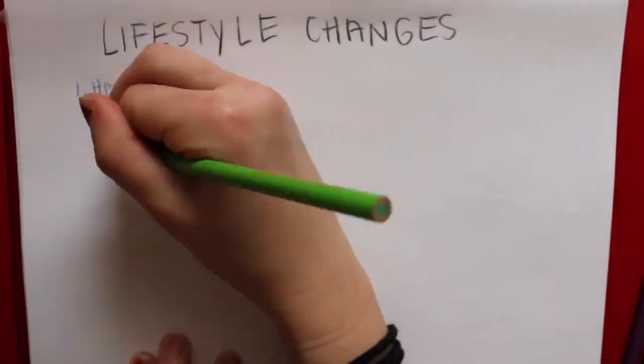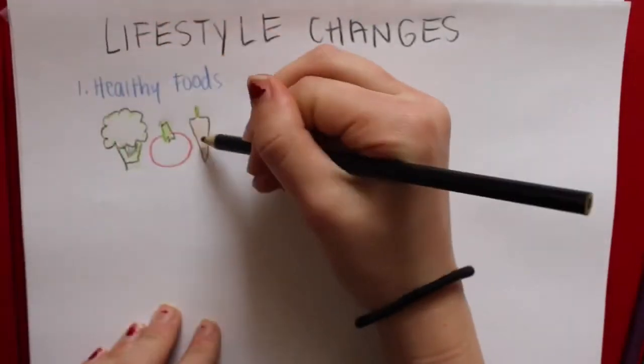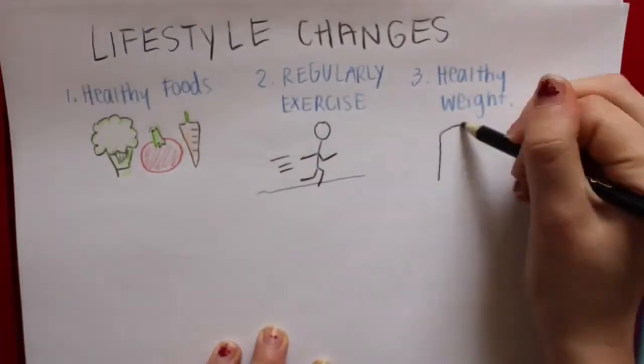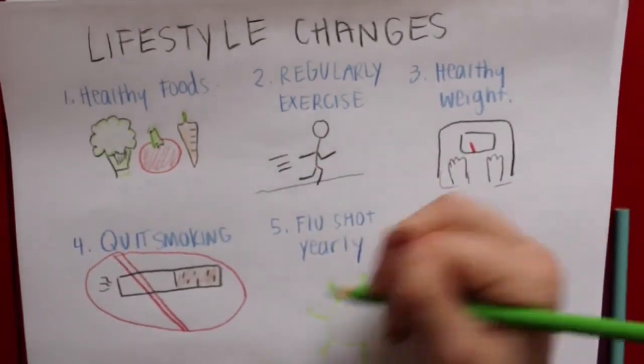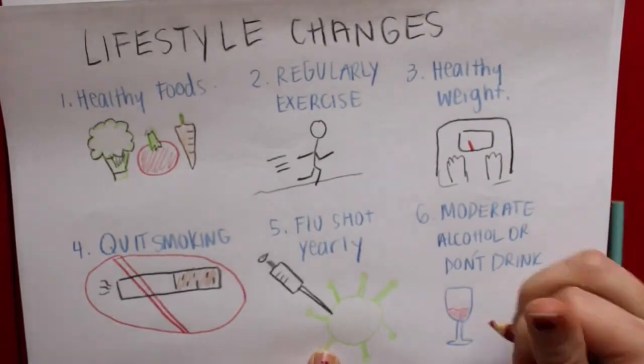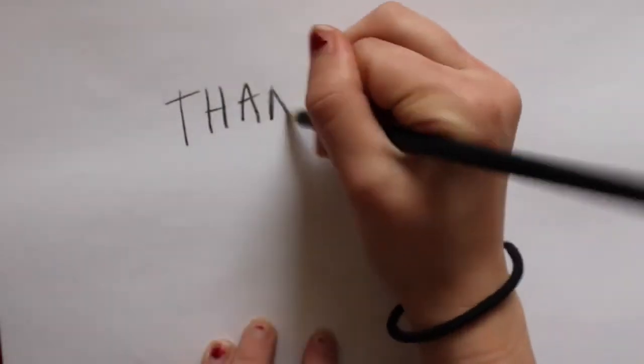Lastly, let's talk about living with aortic valve regurgitation. What can you do to help yourself? You can eat healthy, you can regularly exercise, you can keep yourself at a healthy weight, quit smoking, get your flu shot yearly, and moderate alcohol.